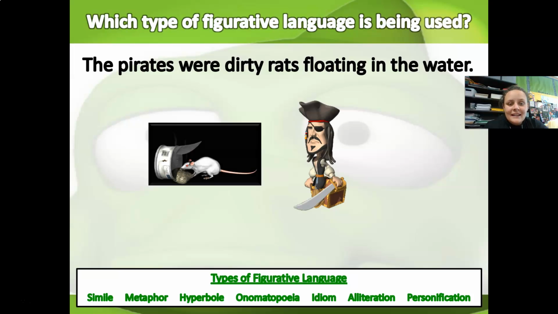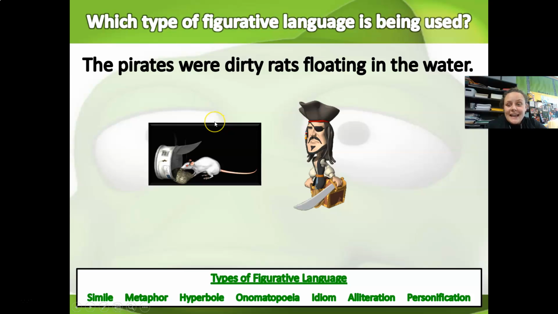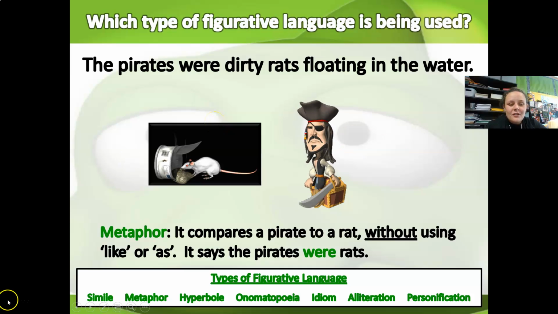One more. I didn't get that. Could you? The pirates were dirty rats floating in the water. We're saying they are dirty rats. So that's a, got it, metaphor. Nice work.